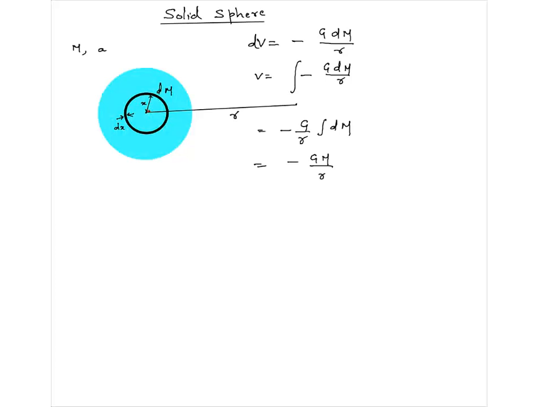single particle having the same mass. The radius is not important. Interestingly, radius is not coming anywhere. So whether big or small doesn't matter. Mass matters.